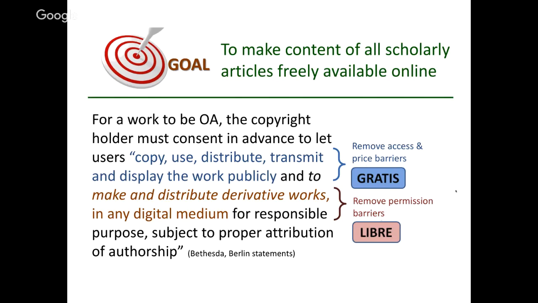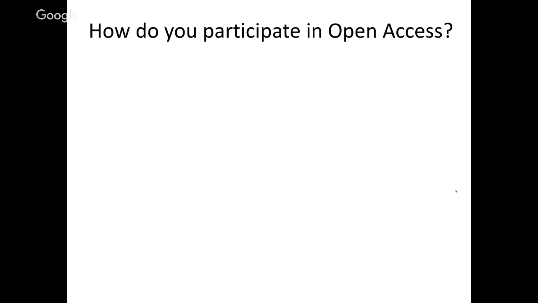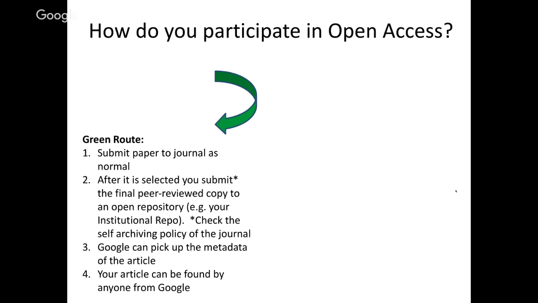So this is a general understanding of what open access is. Once we are clear about open access, your next question is probably, how do you take part in open access as a researcher or as a PhD student? How do you go about doing this? In scholarly terms, there are two routes that you can take. One is the green route. So what is this green route?